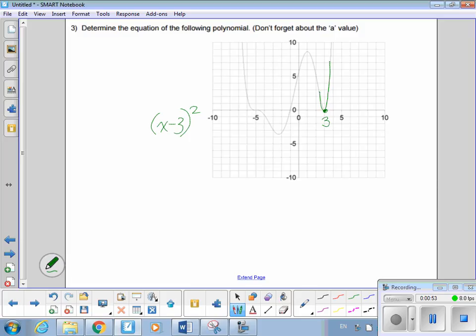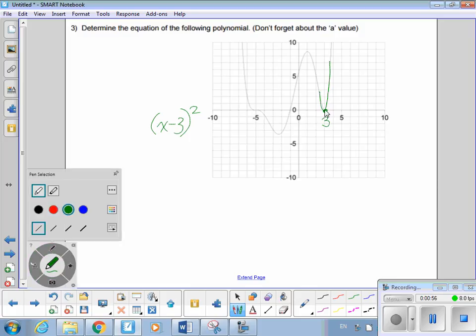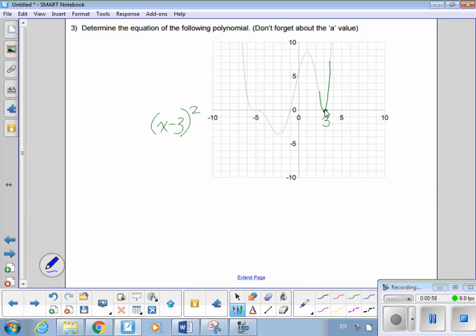Okay, the next place that this graph crosses the x-axis is at -1. So I know that I am also going to have x plus 1, opposite sign. Now notice it crosses straight through there. It doesn't bounce up at that spot or down. So that means it's just to the power of 1.